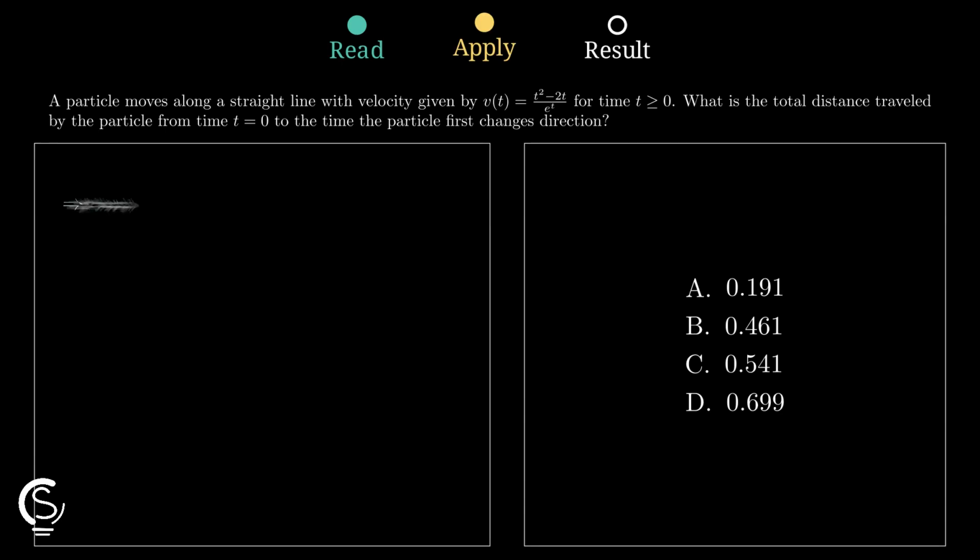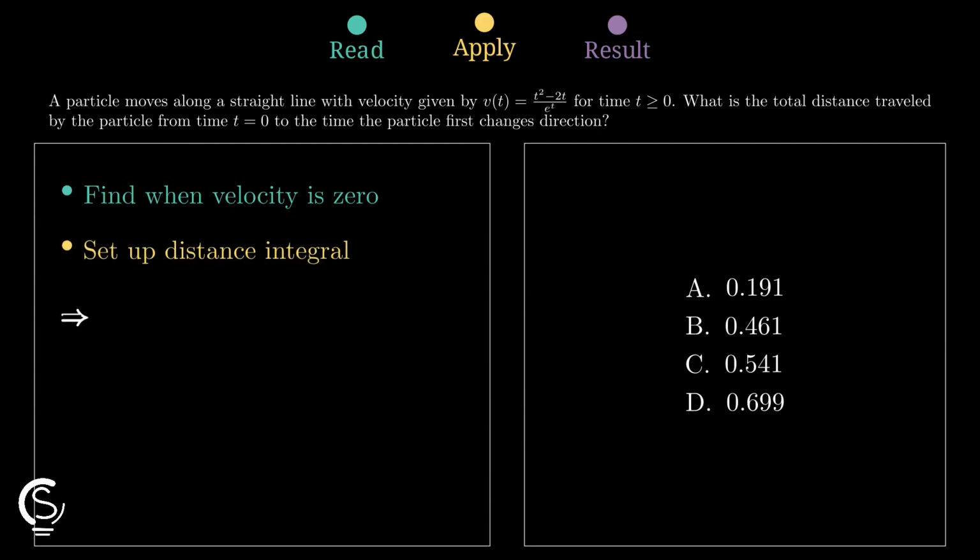Next, we set up our definite integral for distance from 0 to 2. Since the velocity is negative on this interval, we must take the absolute value of the entire integral. Finally, evaluate the integral with a calculator. Rounding to 3 decimal places gives 0.541, which is option C.